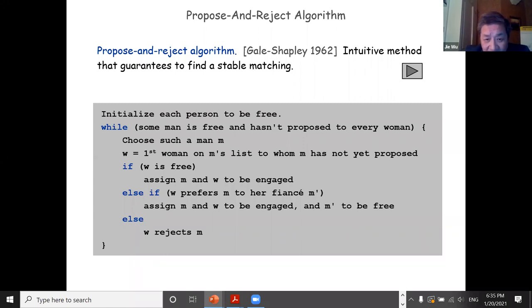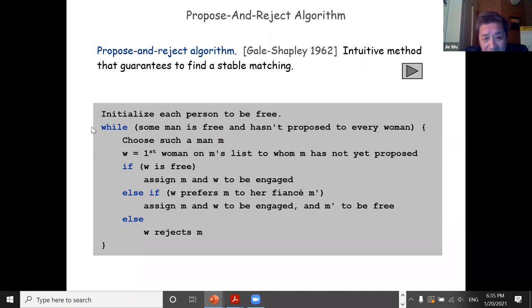This algorithm really follows the most traditional approach. This also refreshes your memory on how to read pseudocode. It's very simple, just like English. You have a while, if, else, then, right? So it's very easy to read. When you submit your homework, you should follow this rule.